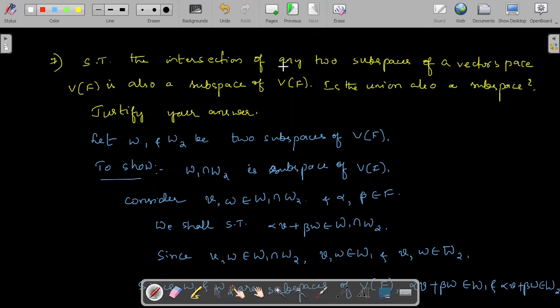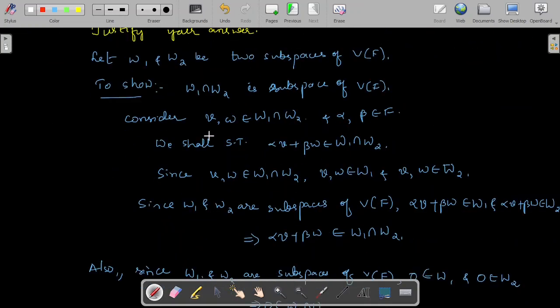Now one more: show that the intersection of any two subspaces of a vector space V(F) is also a vector subspace, but is the union also a subspace? Justify your answer. So what I will do is take two subspaces of V(F). We know that to prove any set is a subspace, alpha v plus beta w should belong to the given subspace whenever v, w belong to the subspace and alpha, beta belong to the field F.